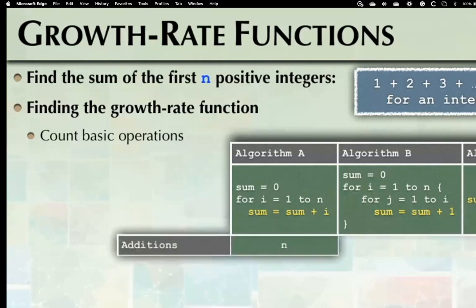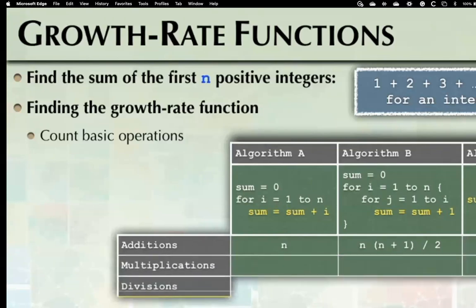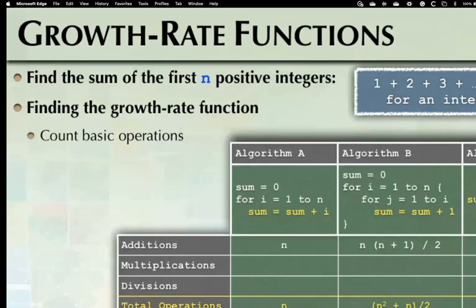The operations that control loops and so on will not affect our final conclusion about algorithm speed. For example, algorithm A requires n additions of i to the sum in the body of the loop. We can conclude that algorithm A requires time that increases linearly with n, even though we ignored operations that are not basic to the algorithm. Thus, A's growth rate function is n. Now let's count the number of basic operations required by algorithms B and C. The basic operation for B is addition. For algorithm C, the basic operations are addition, multiplication, and division. Remember, these counts do not include assignments and the operations that control the loops.